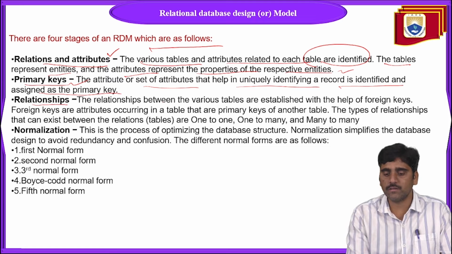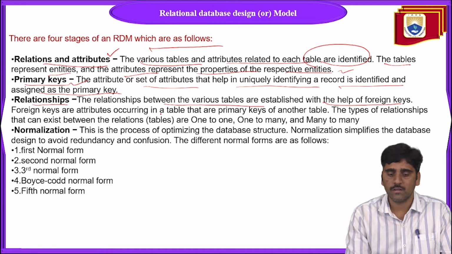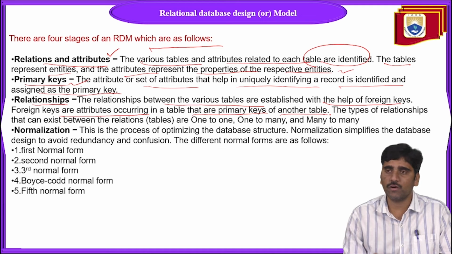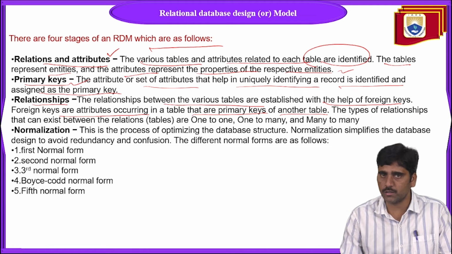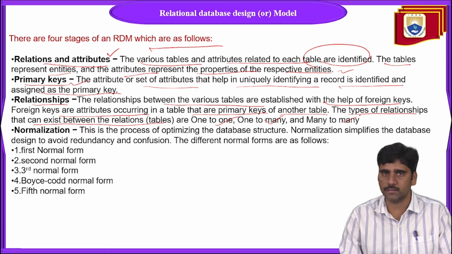So relationship between the various tables are established with the help of foreign keys. So some of the tables are interrelated with the foreign keys, and the foreign keys are attributes occurring in a table that are primary keys of another table. So the one key is related with another table key. That key is said to be a foreign key. So the types of relationships that can exist between the relations are one-to-one relationship, one-to-many relationship, and many-to-many relationship.